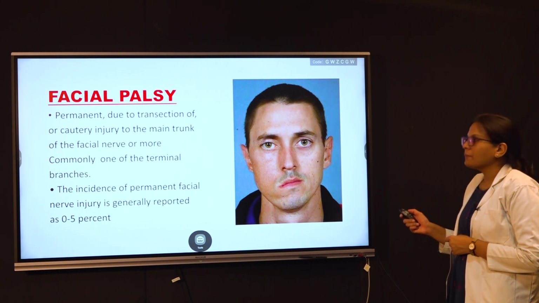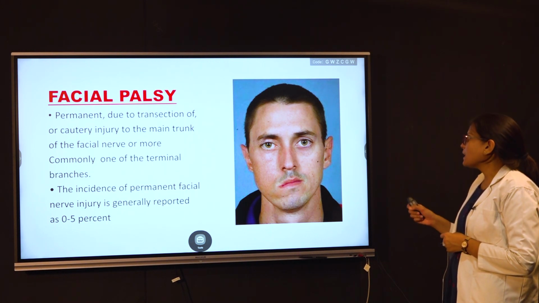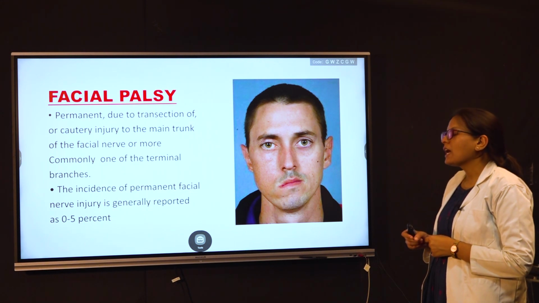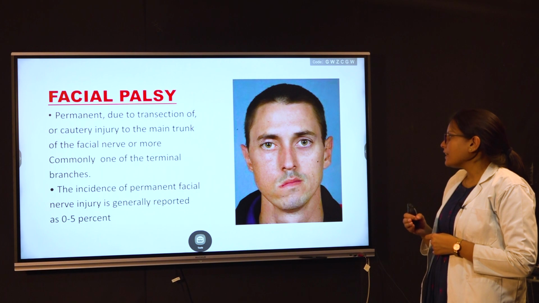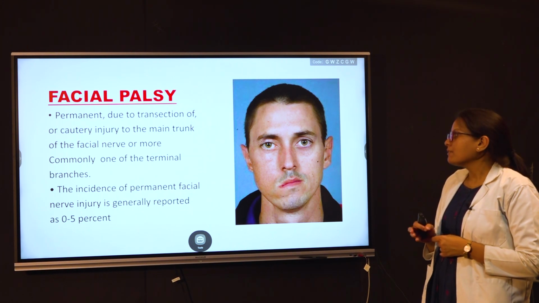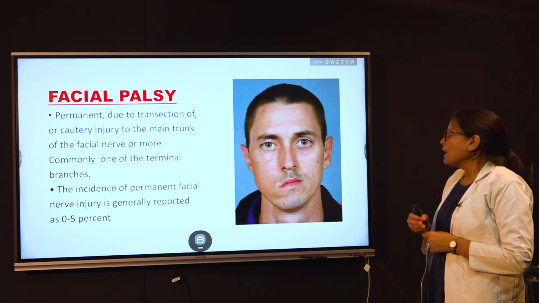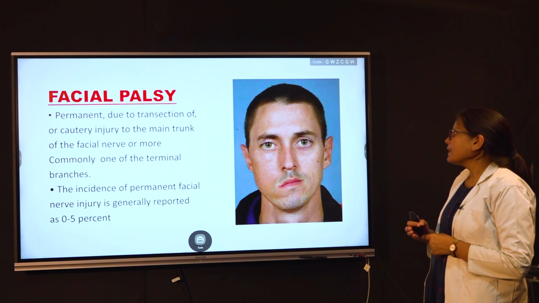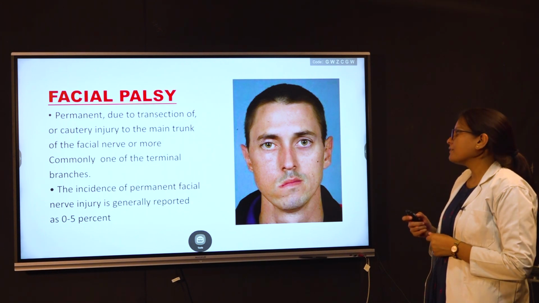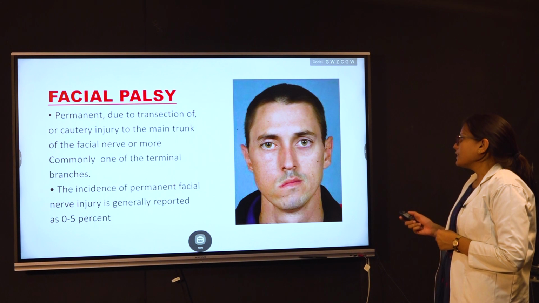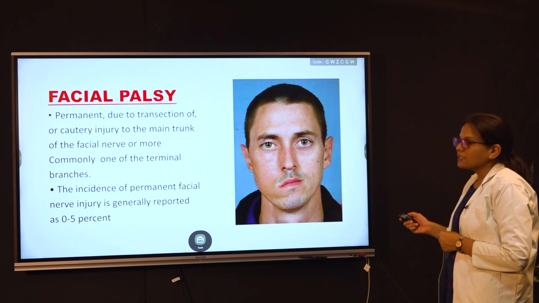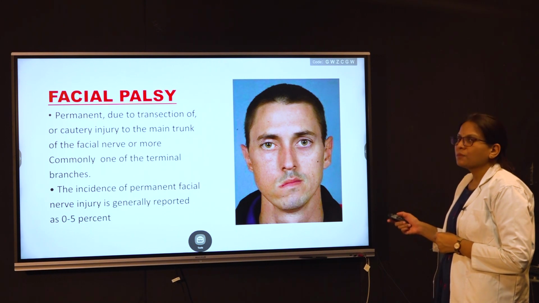The next complication, a major complication, is facial palsy, and sometimes it can be permanent due to transection or cautery injury to the main trunk of the facial nerve. As I mentioned earlier, the facial nerve travels in the substance of the parotid and gives off branches. Therefore, care should be taken while dissecting the parotid gland. It is always advisable to identify the facial nerve branches and proceed with the dissection to avoid injury to the facial nerve trunk. The incidence of permanent facial nerve injury is generally reported as 0 to 5%. So this patient here is presenting with the classic symptoms of facial palsy.